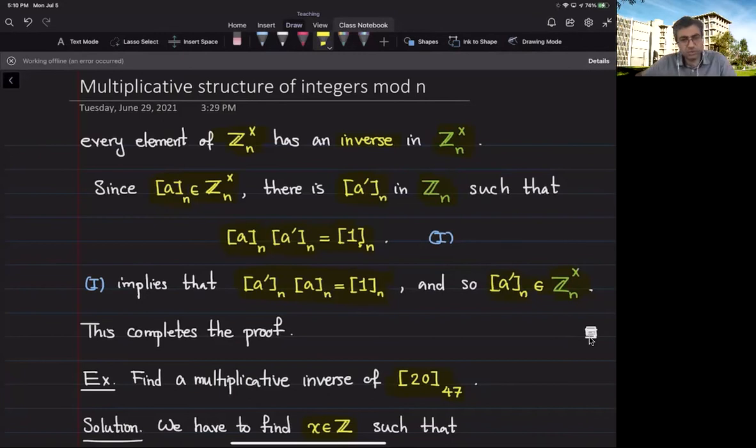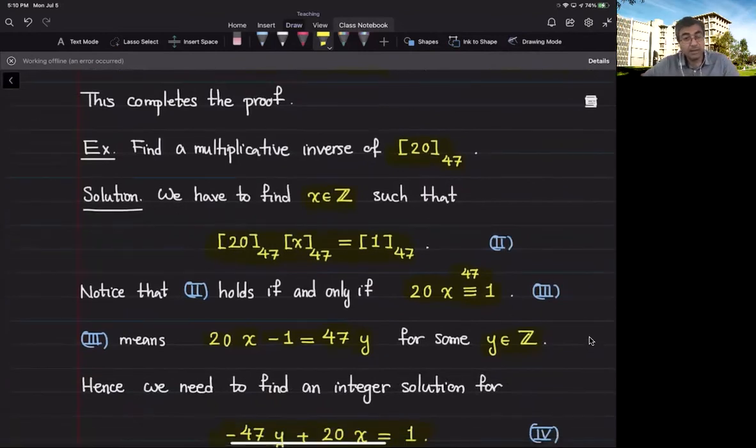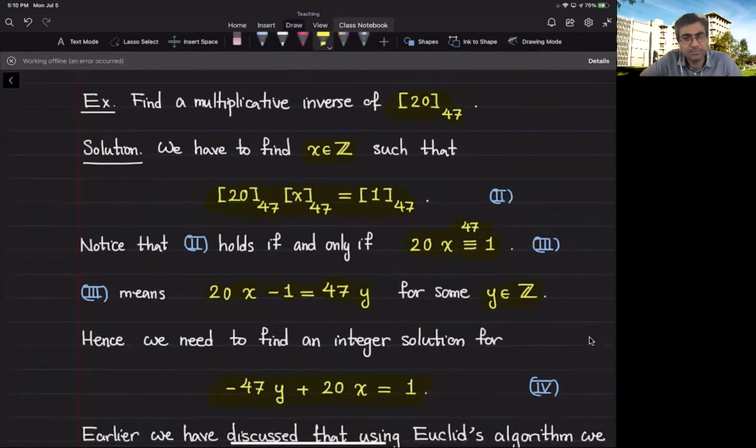Now, let's see from a computational point of view how we can compute the multiplicative inverse of a given element. So let's say I want to find the multiplicative inverse of the residue class of 20 modulo 47. What does that mean? That means we need to find an integer x so that the residue class of 20 mod 47 times the residue class of x mod 47 is the residue class of 1 mod 47.